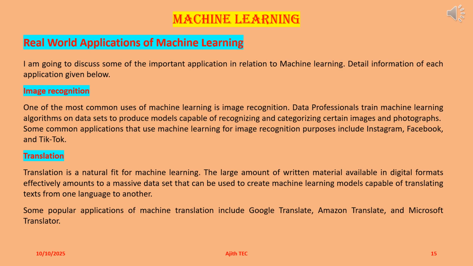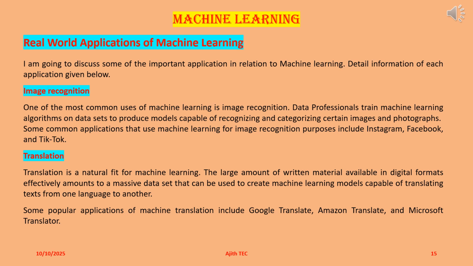Real-world applications of machine learning. I am going to discuss some of the important applications in relation to machine learning. Detailed information on each application is given below. Image recognition. One of the most common uses of machine learning is image recognition. Data professionals train machine learning algorithms on datasets to produce models capable of recognizing and categorizing certain images and photographs. Some common applications that use machine learning for image recognition purposes include Instagram, Facebook, and TikTok.